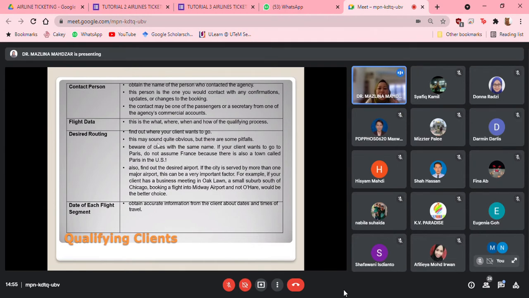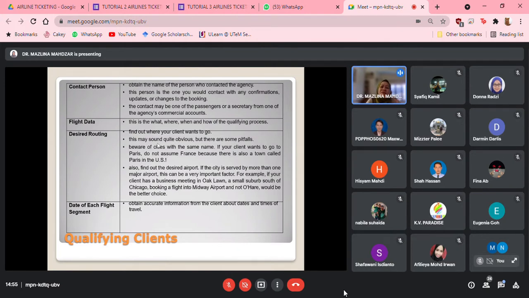So if your client wants to go to Paris, do not assume Paris in France, because there is also a town called Paris in the US. So you have to make sure and confirm which destination your passenger wants to go. Also find out desired airport. Ini kan kita belajar ni masa kita buat encode itu airport. If a city has more than one airport, then that particular airport will have a different code. Don't just assume that dia nak pergi Paris, Paris pun dia ada beberapa airport, London ada beberapa airport kan, at London city itself. So make sure which airport your passenger desires to land.